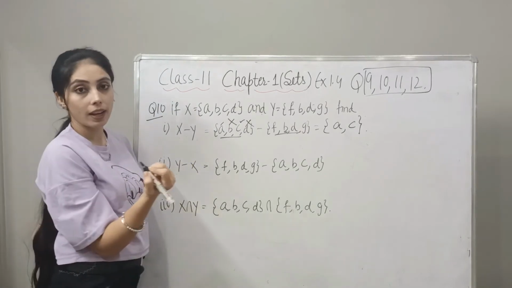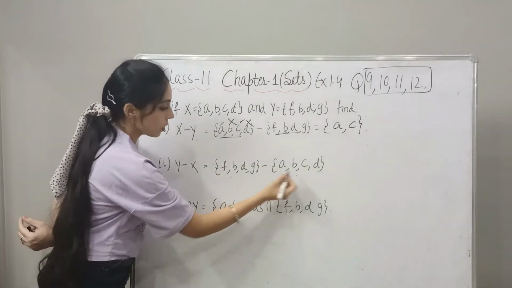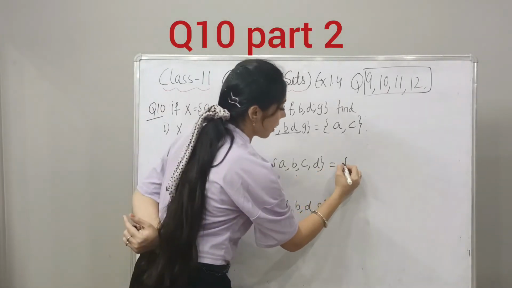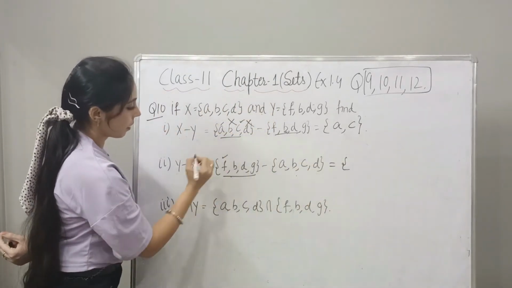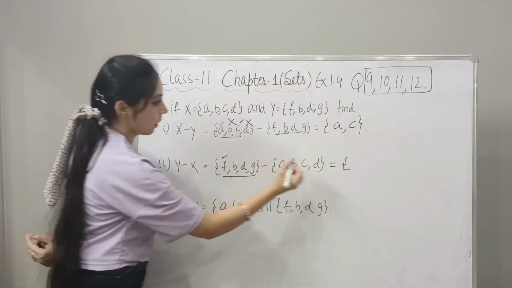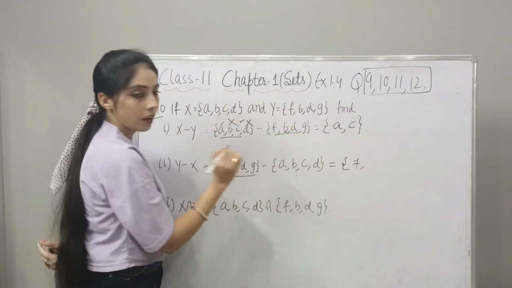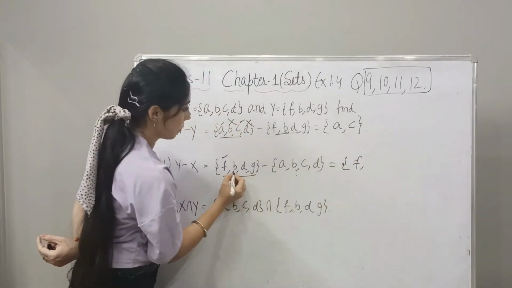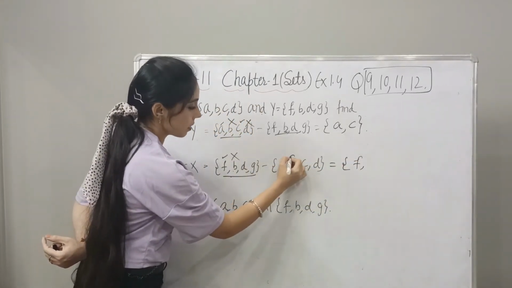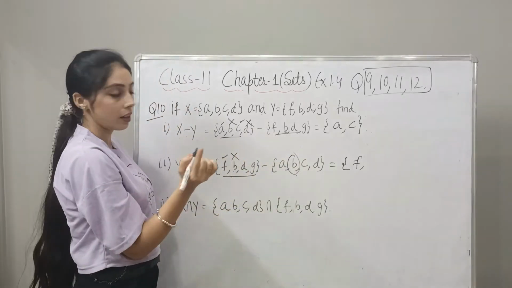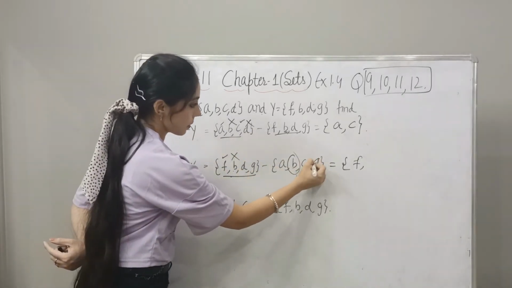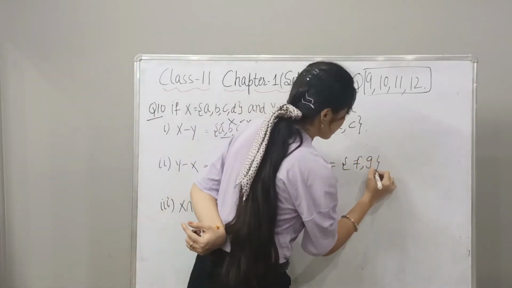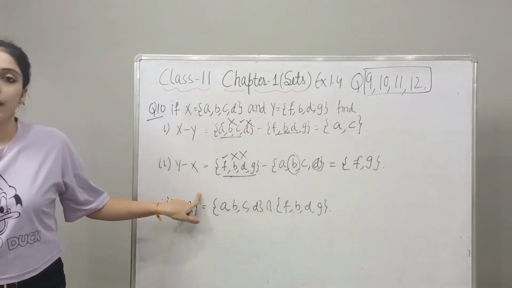What about y and x? Y difference x means those elements of y which are not in x. We will write phi, f is here but not in the other set. So f will be the element of the difference. B is present here, so we will not write it in the difference. D is present here, so we will discard D also. So F and G will be the difference of y and x.